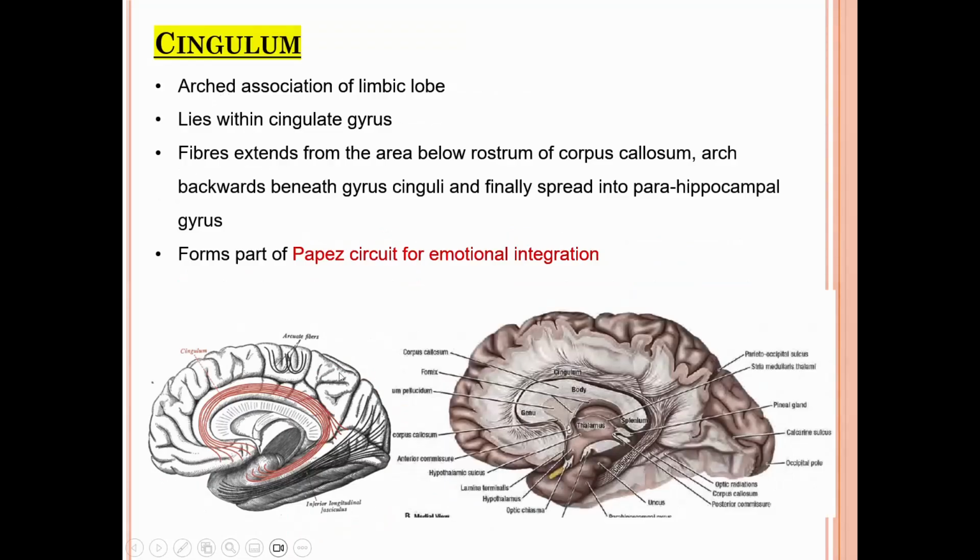Then there is cingulum. These are the arched association fibers of the limbic lobe. They lie within the cingulate gyrus. So here is the cingulate gyrus within which the white fibers known as cingulum are present. They extend from the area below the rostrum of the corpus callosum. So here is the rostrum of the corpus callosum. They arch beneath the gyrus cinguli and finally spread into the parahippocampal gyrus. Parahippocampal gyrus is present here. They form the Papez circuit for emotional integration.